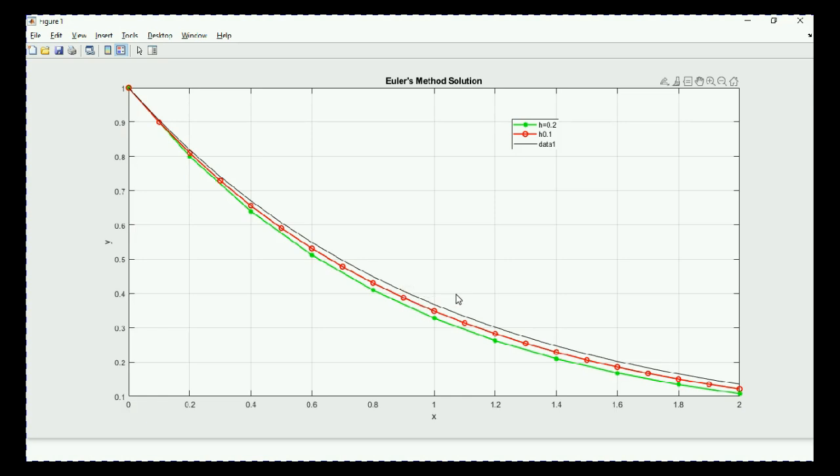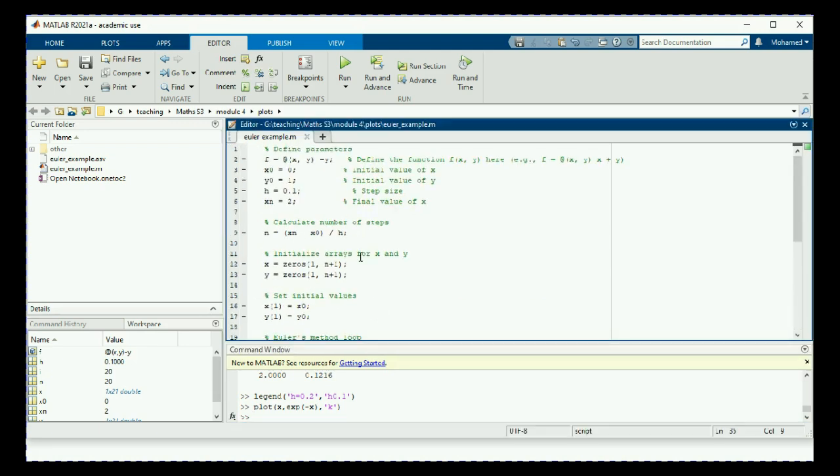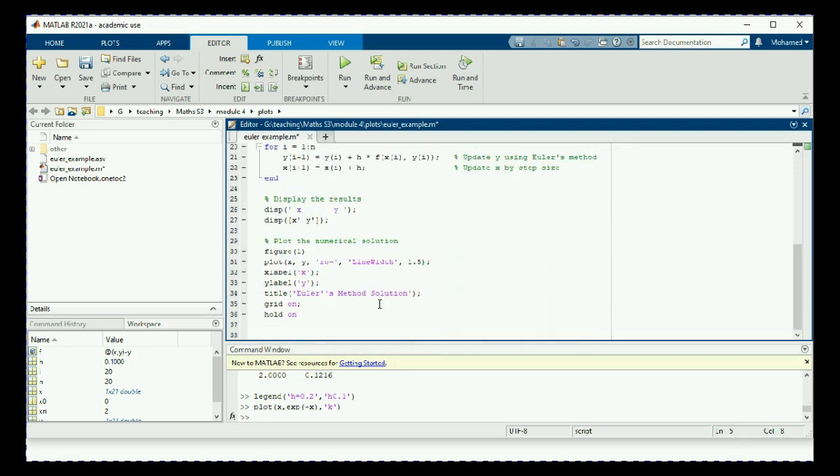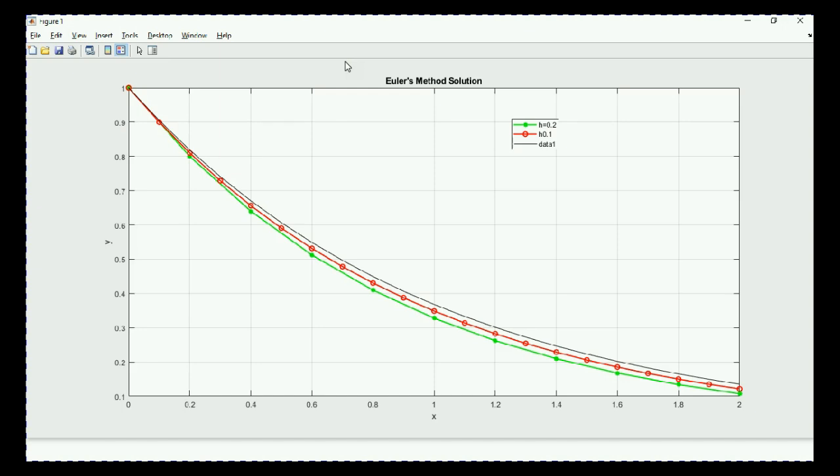Now we can reduce h further. Let's go for h equal to 0.01. We should get a solution very similar to the analytical solution. We'll use a different color, blue, and go for stars because they are easy to see. So we run the code again.